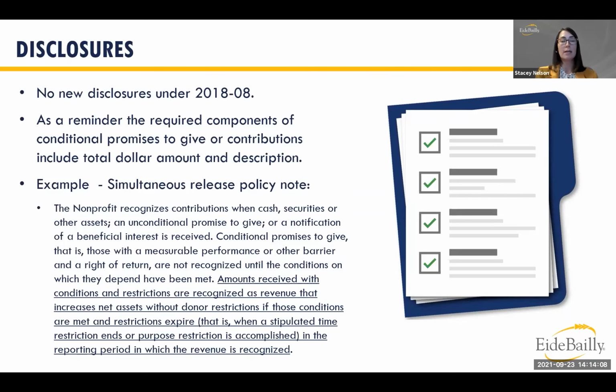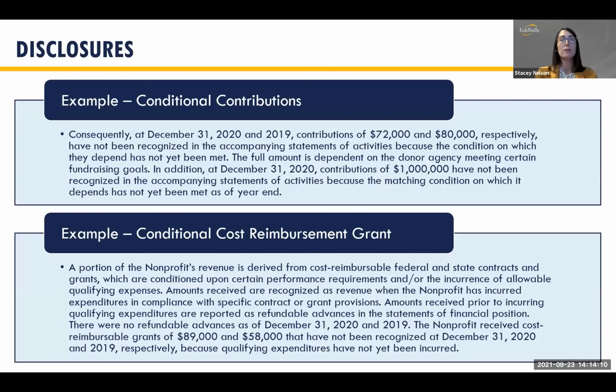On our next slide, we have an example of the actual documentation of the conditional contributions. At December 31, 2020 and 2019, this entity received contributions of $72,000 and $80,000 respectively. So we have our amounts. And they have not been recognized in the accompanying statement of activities because the condition on which they depend has not been met. The full amount is dependent on the donor agency meeting certain fundraising goals. So that's a description of our condition.